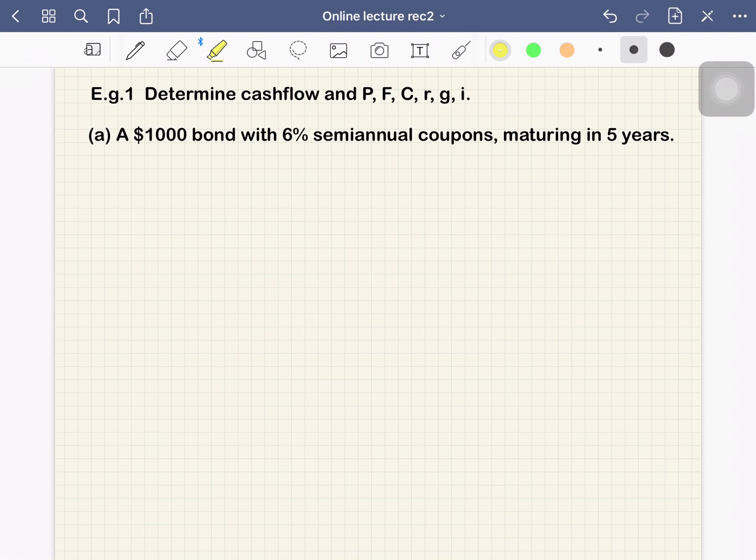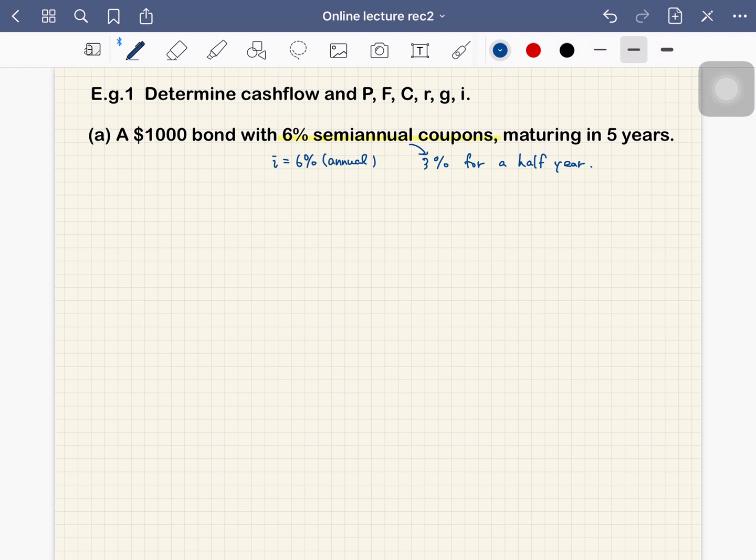Okay, so question A. A $1,000 bond with 6% semi-annual coupons maturing in 5 years. We want to determine the cash flow. At first, the 6% semi-annual coupons. This means 6% is annual, so that means I is equal to 6%. This is the annual rate, but paid semi-annually. So that means 3% for a half year.